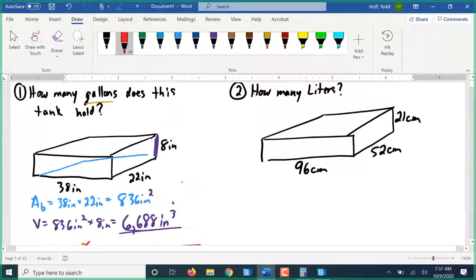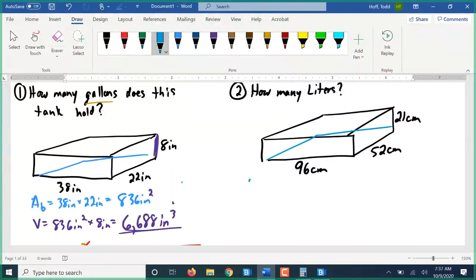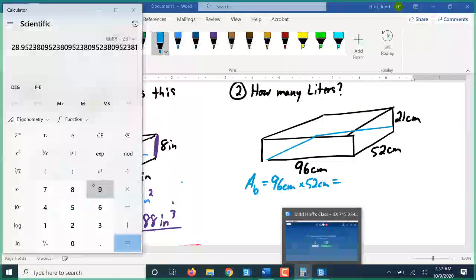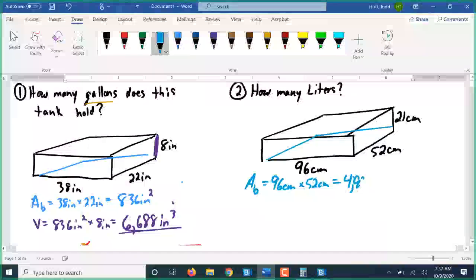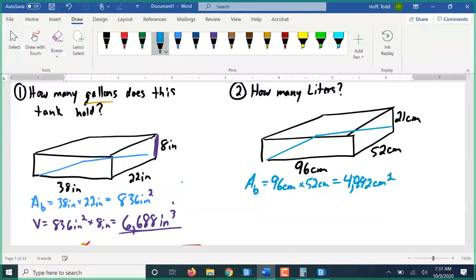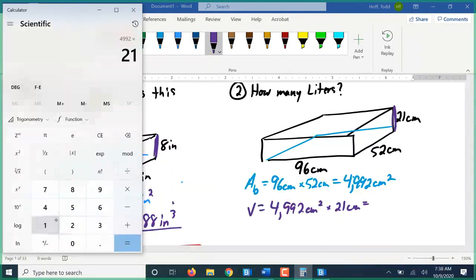For number 2 here, we'll find the area of that base. Again, the base will be that bottom side, the 96 by 52, which is 4,992 square centimeters. So then the volume, 4,992 square centimeters times 21 centimeters of height, right there, gives 104,832 cubic centimeters.